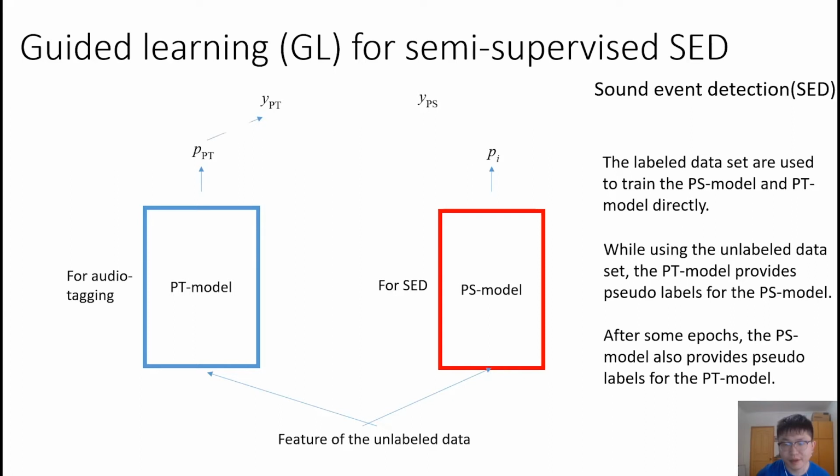For the unlabeled data, the PS model uses the pseudo labels generated by the PT model as the training target, and the PT model does not have any training target. After some training epochs, the PS model is able to achieve reliable audio tagging. Then, the audio tagging pseudo labels of unlabeled data output by the PS model are also used as the training target of the PT model.